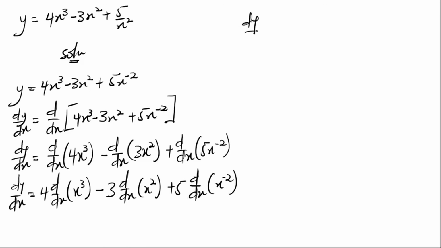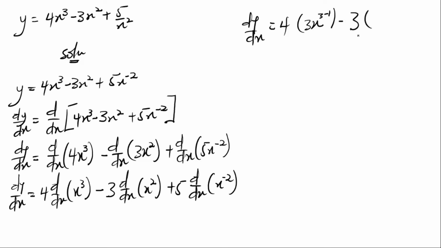Our dy/dx becomes what? We now have this 4 over here. We still have it over here. Then we differentiate this function. Now if we differentiate what? x cubed, it becomes what? The 3 comes and multiplies the x. So we have 3x raised to the power 3 minus 1. Then we have minus the 3 that we have over here. We still have that one here.